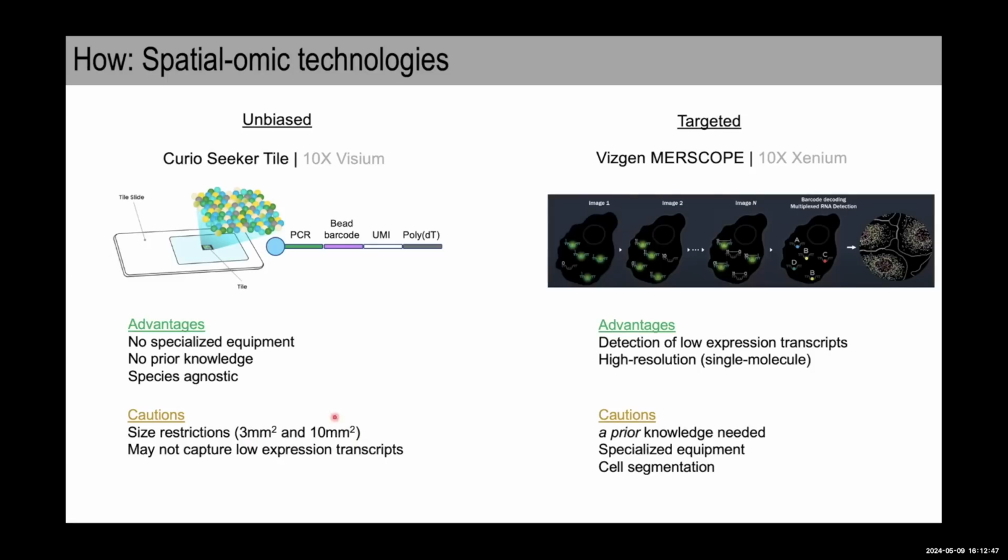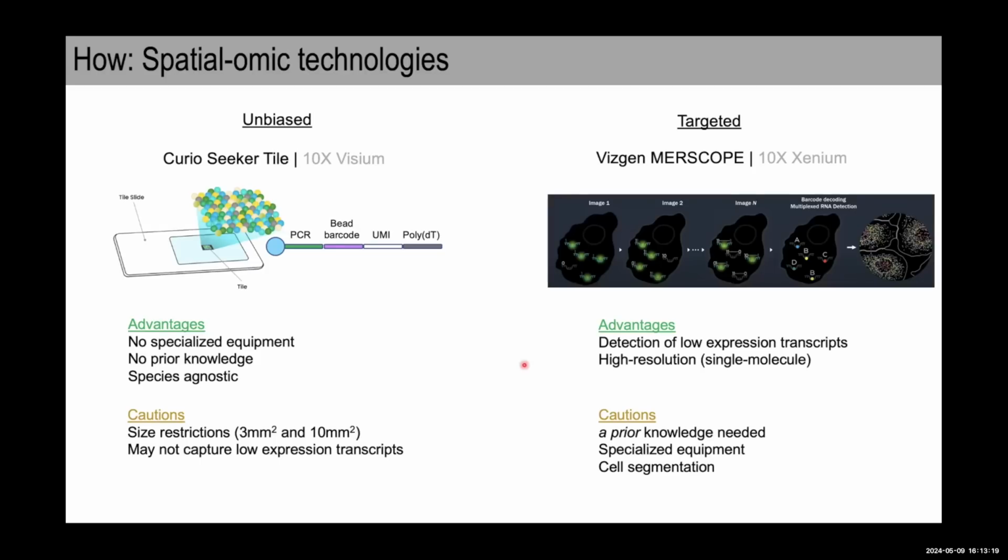But since then, they've released a larger 10 mm squared section or slide. And because this is sequencing based, it may be difficult to capture low expression transcripts, because essentially all you're doing is allowing the RNAs of the cells to attach to the tile, and the higher abundance transcripts will most likely be sequenced downstream. So it may be hard to visualize maybe your favorite TF that's at a low expression level.